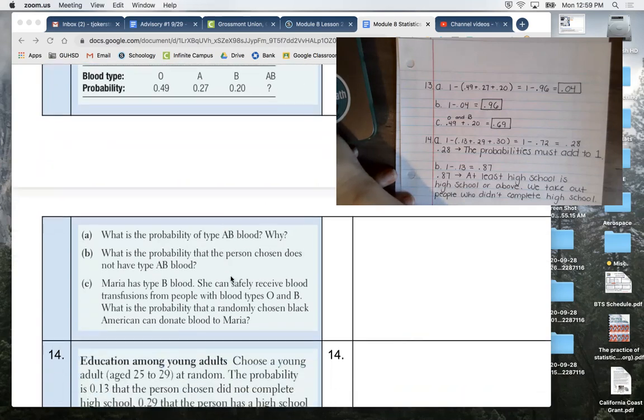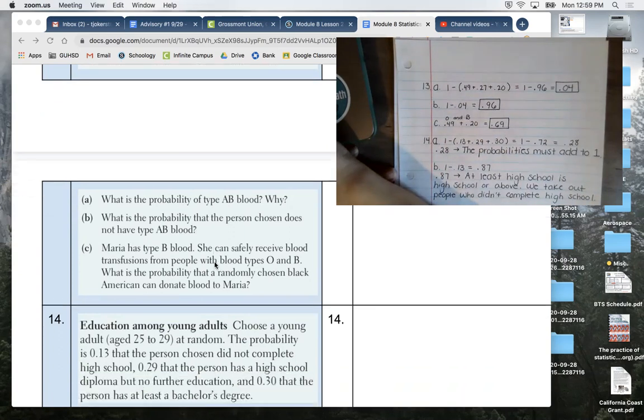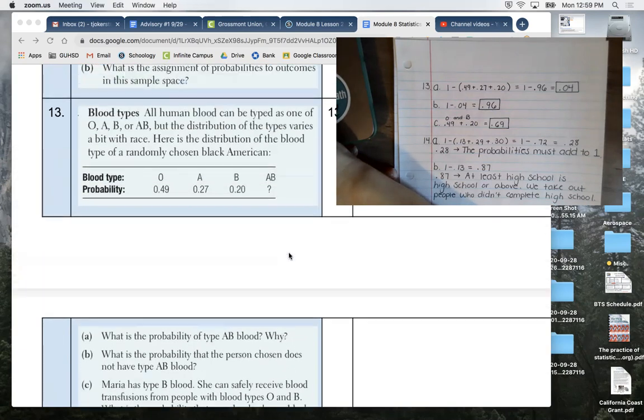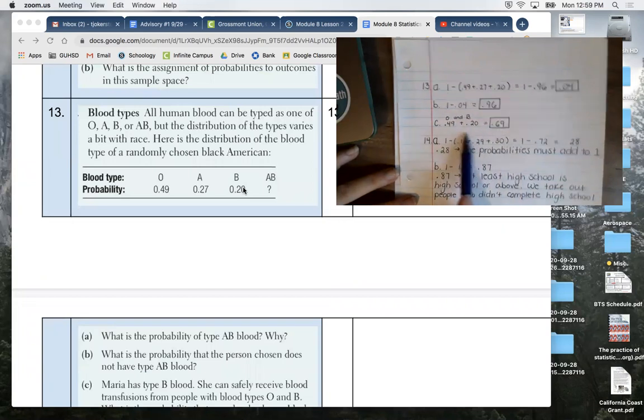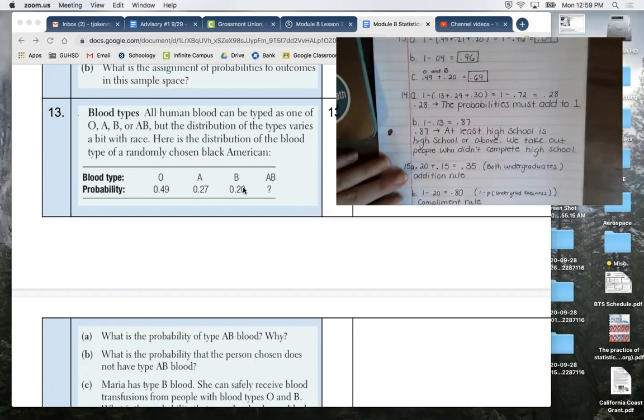In B, it says, what is the probability that a person chosen does not have AB blood? Well, that's that 96% that we just got. And in my last one, Maria has type B blood. She can safely receive blood transfusion from people with O or B. So I'm going to go up here and look at these two, O and B. That's 69% when I add those together. That's known as the addition rule. She has a 69% chance of getting blood from somebody that has O or B.